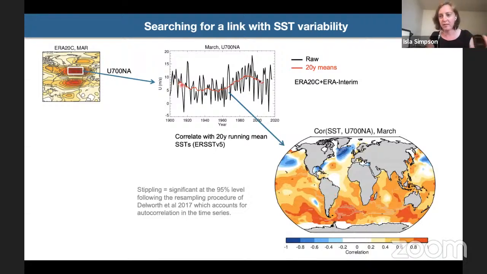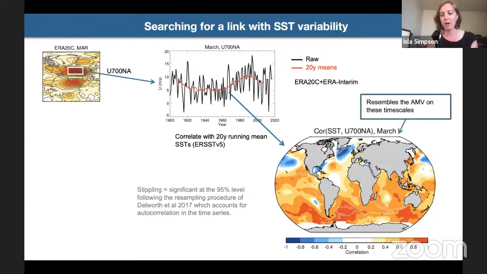And when we're looking at 20-year means on a 120 or so year record, we really have very few degrees of freedom, maybe 5 degrees of freedom. But the significance test that we're using here is trying to account for that. And there are still some regions that do pass the significance test. So in particular, the variability in the jet stream is strongly negatively correlated with sea surface temperature variability in the subpolar gyre region of the North Atlantic.